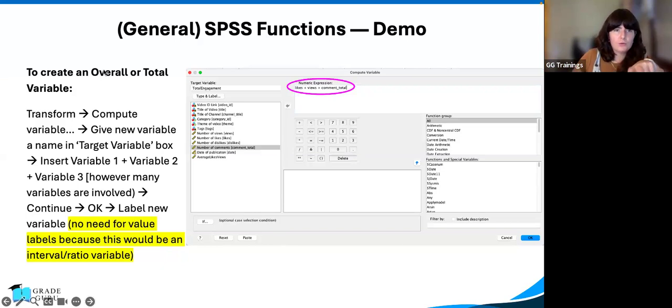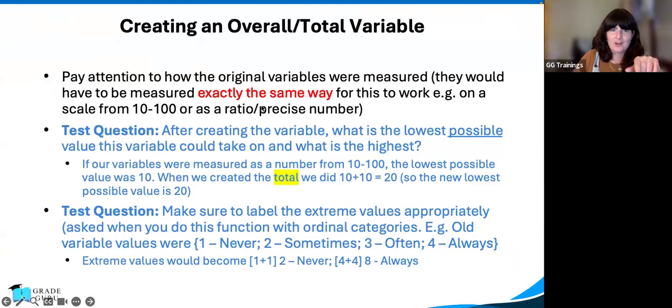Usually for this, they use the word overall or total when they give you the instruction. And as you can see in the screenshot, it's the same process. Go to compute variable. You give your target variable a name, and then you just add them up. You just put plus, plus, plus, and you're done. No division. Now, in that situation, this is where I made the mistake because I copy pasted. So ignore the first bullet point. I'll remove it from these slides.